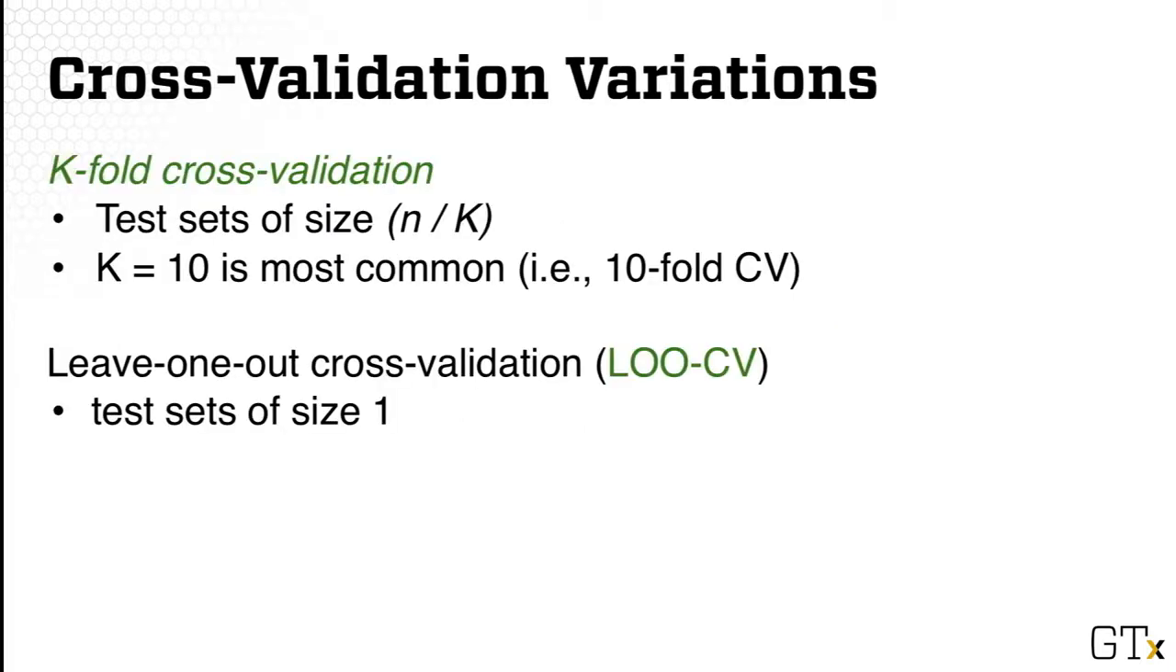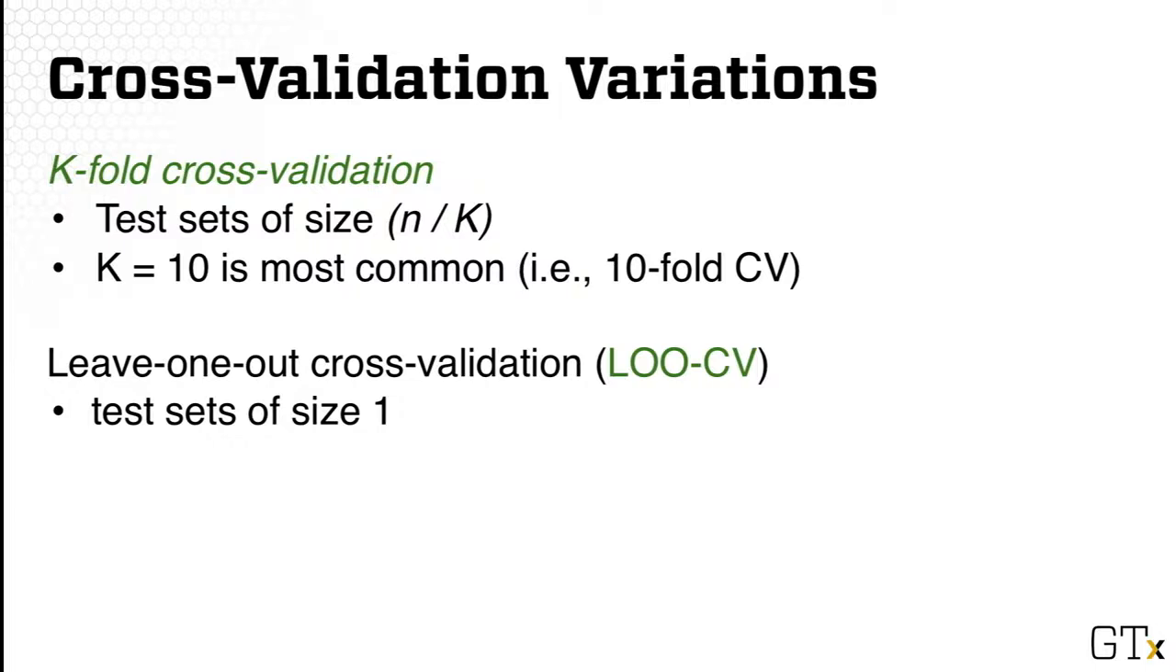When doing cross-validation, we need to determine how many folds we want to use. The test set size, of course, depends on that number as well. The test set size equals the number of items n divided by the number of folds k. k equals 10 is most common. In other words, 10-fold cross-validation is most common.